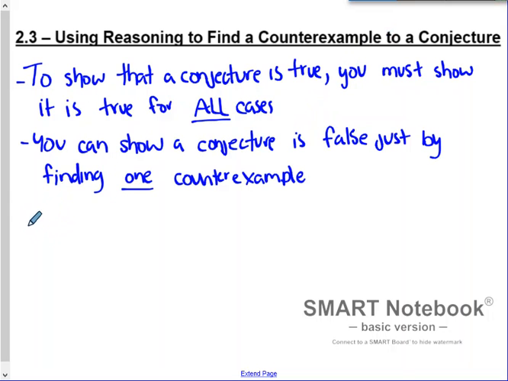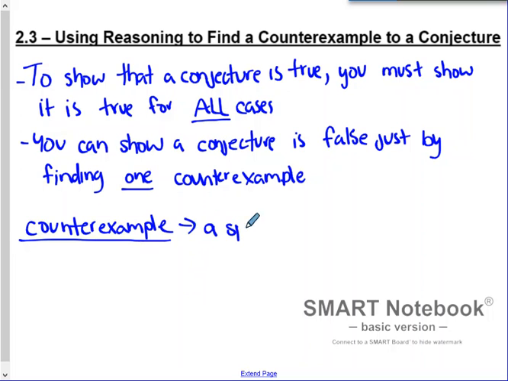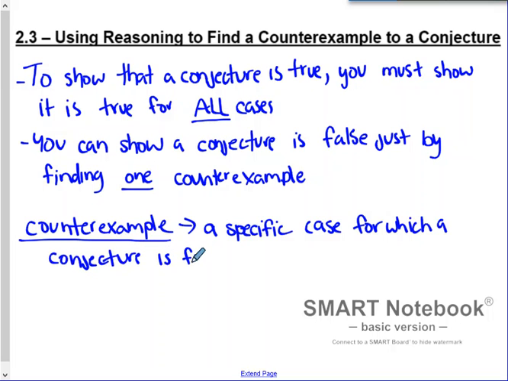So what is a counterexample? A counterexample is basically an example that counters your conjecture. So it is a specific case for which a conjecture is false. Okay, so it makes it untrue or invalidates it.